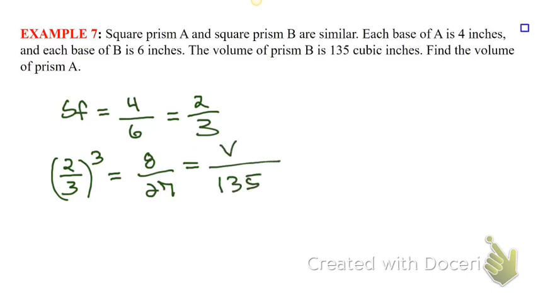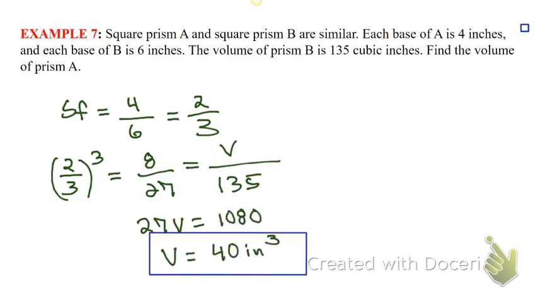The volume of A is, we don't know, we called it V. And the volume of B, we know, is 135. And we just do our cross multiplying and dividing. And make sure, since we're finding volumes, you say inches cubed, please.